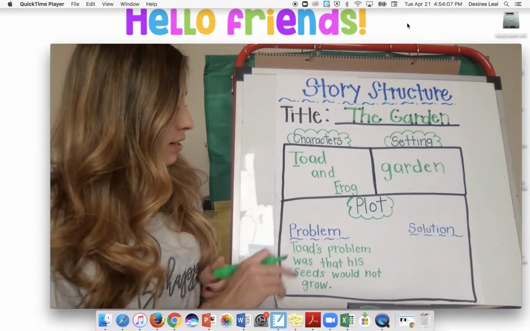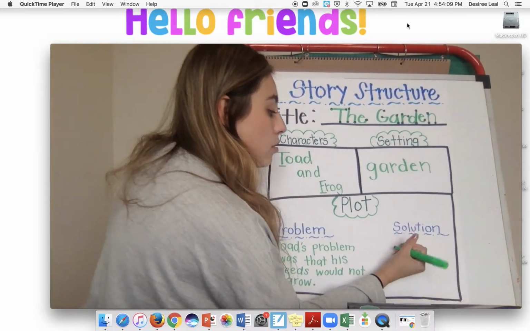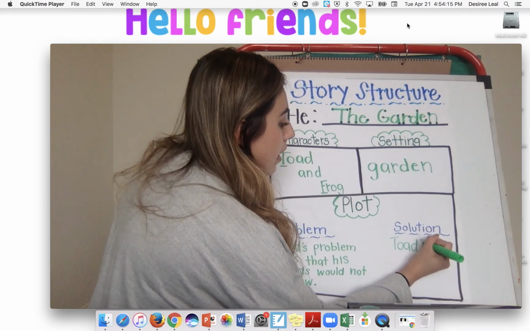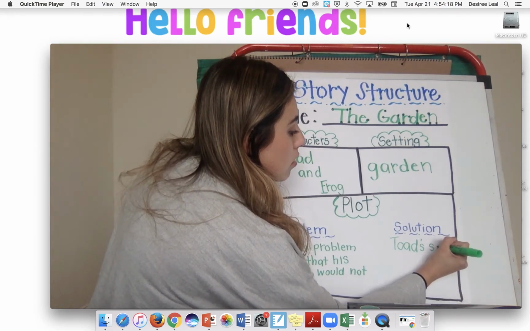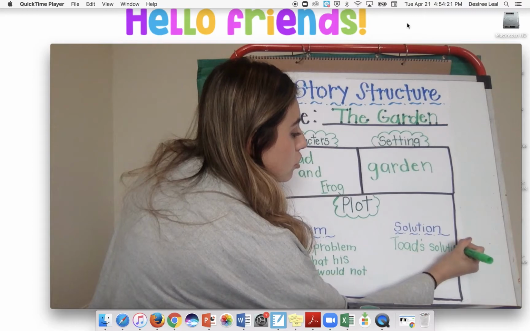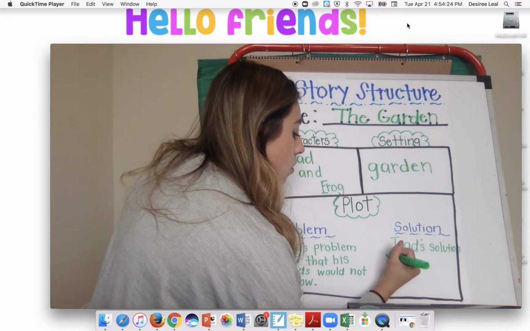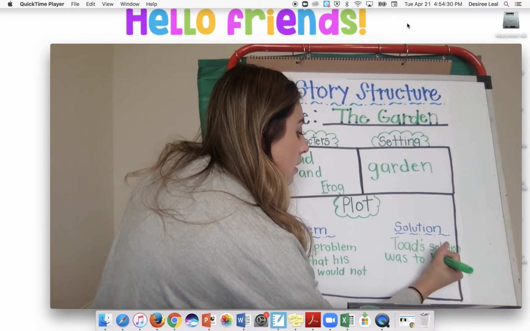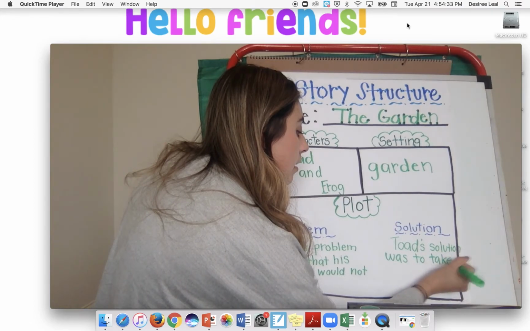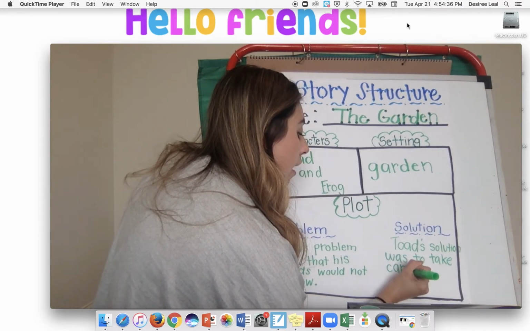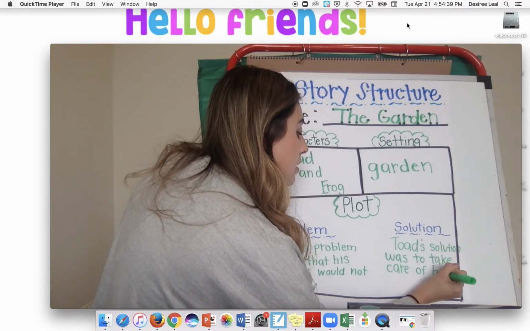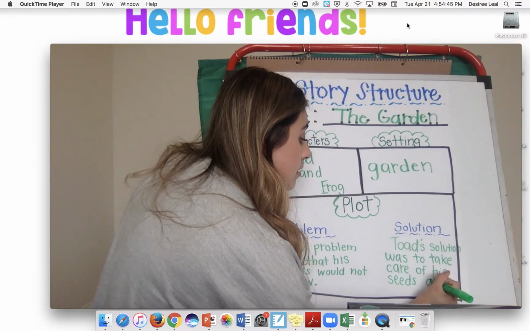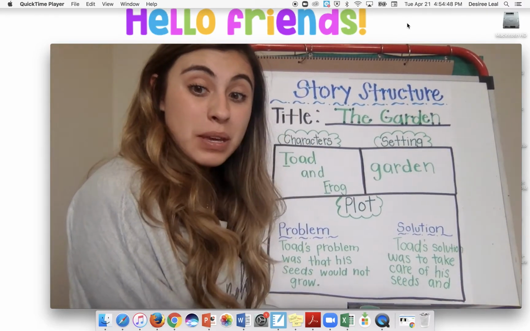So the solution is that Toad, we're going to say Toad's solution. So remember, apostrophe S because it belongs to him. Toad's solution was to take care of his seeds and, most importantly, he just had to be what? Patient.